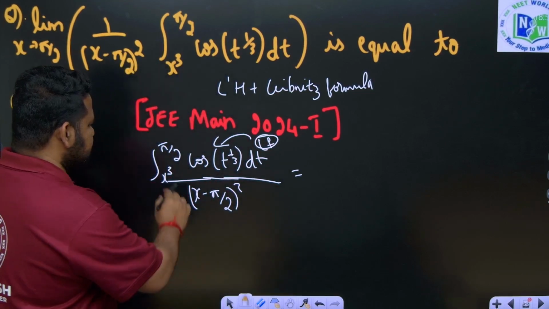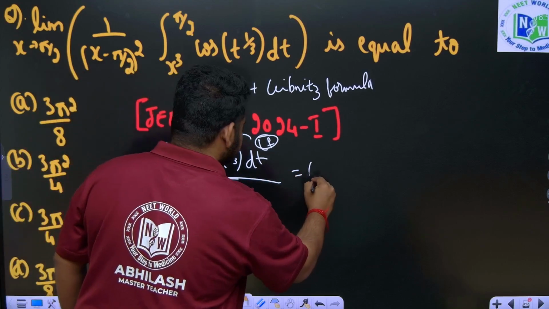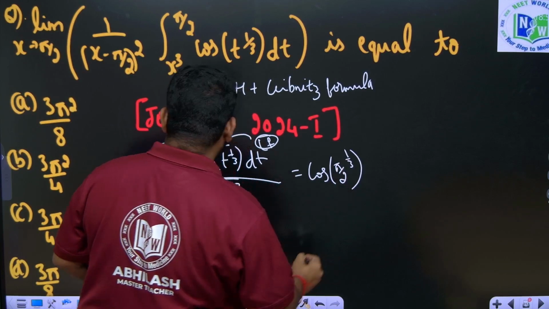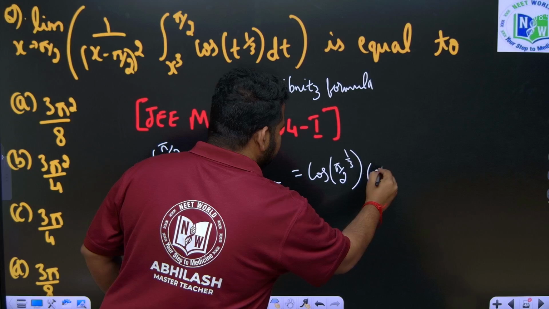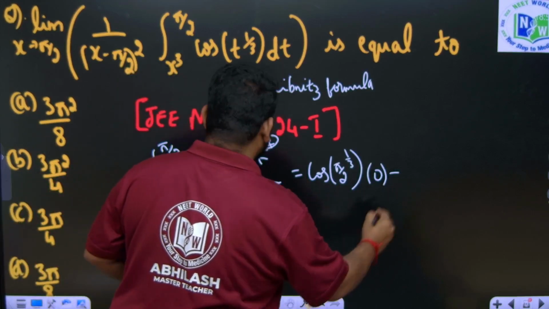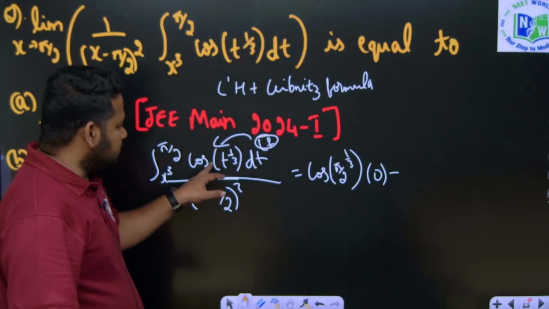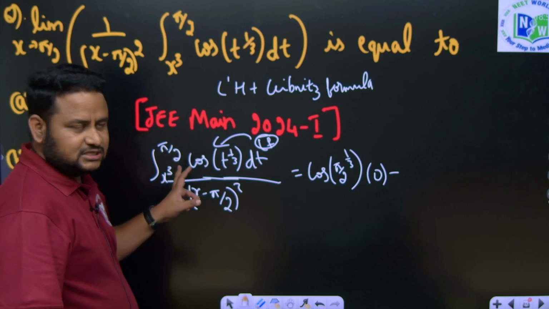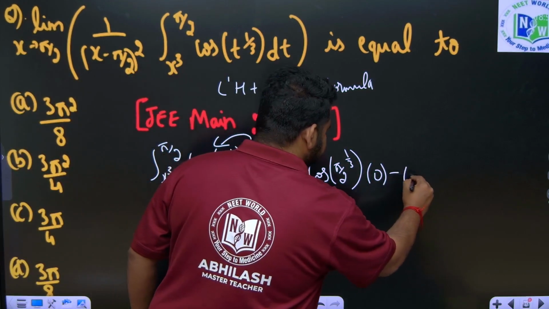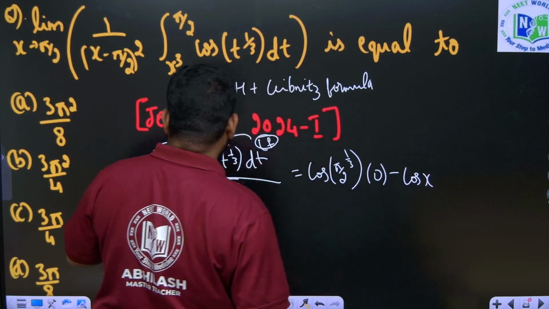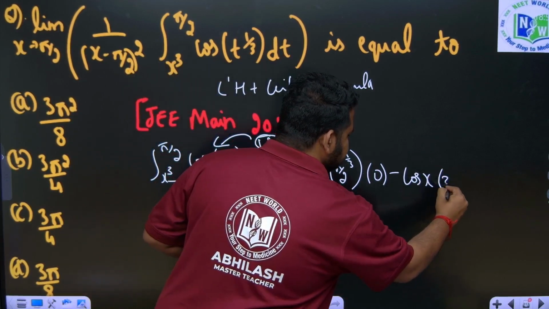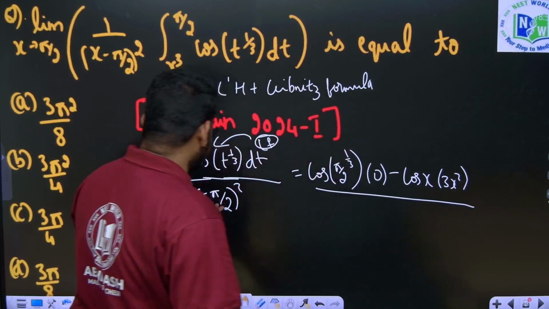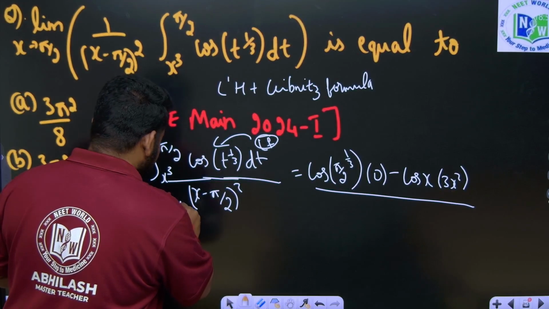This pi by 2 will come here. Okay, cos pi by 2 to the power of 1 by 3, and derivative of pi by 2 is nothing but 0, minus, if I apply x cube here, it will become cos x, because x cube to the power of 1 by 3, the 3 cancels. Derivative of x cube is 3x square, divided by, if I apply LH rule for the denominator.